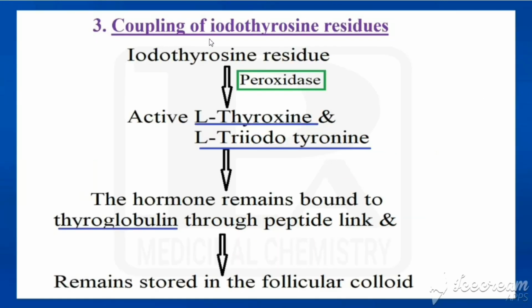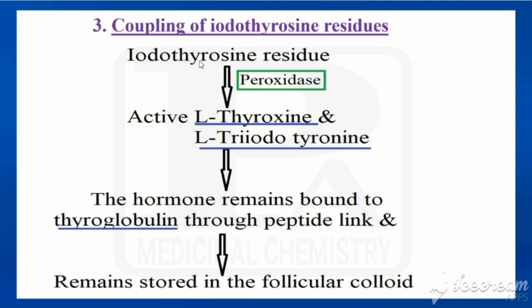Next step is coupling of iodothyrosin residues. We have iodothyrosin residues: one is called DIT, another is called MIT. By means of this peroxidase enzyme, we get L-thyroxine and L-triiodothyronine, that is T4 and T3. So these iodotyrosine residues are coupled by means of the enzyme peroxidase.